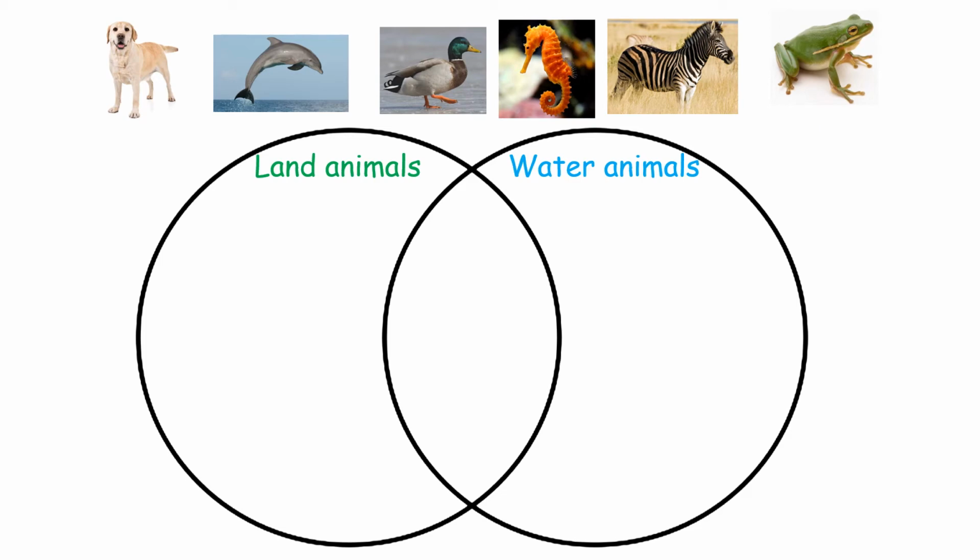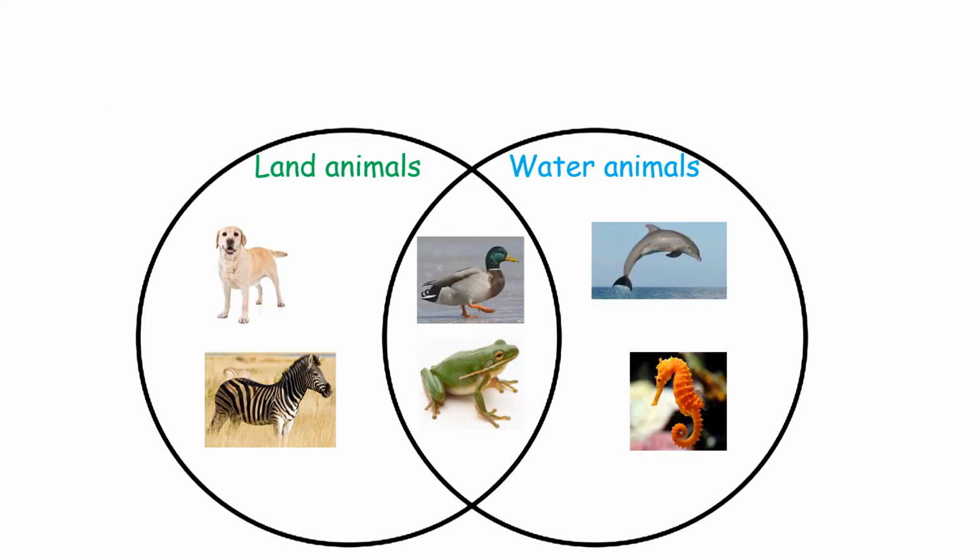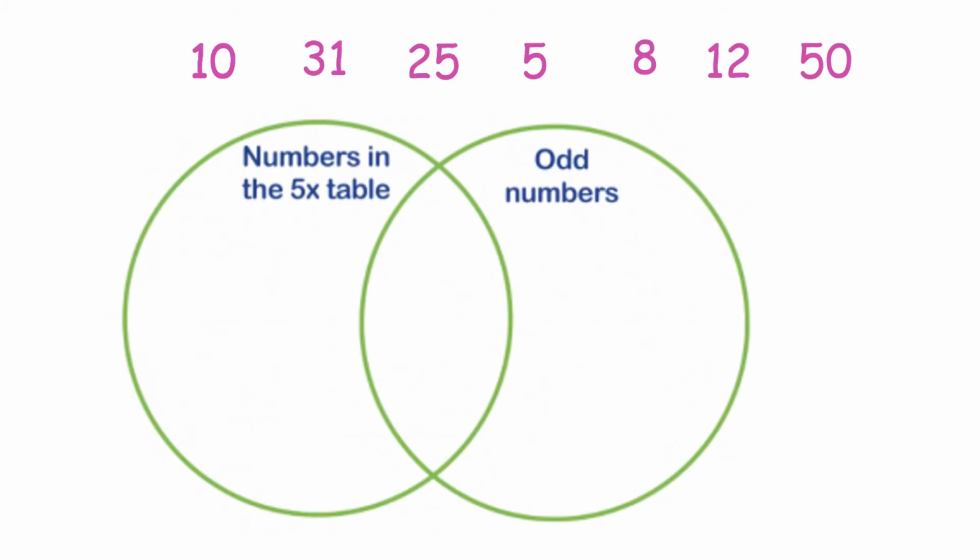So here are some animals, and we sorted these animals into categories. We had land animals and water animals, and we sorted them, and eventually our Venn diagram looked like this. So we can see the land animals in one circle, the water animals in another circle, and in the middle part we can see animals that are both land animals and water animals.